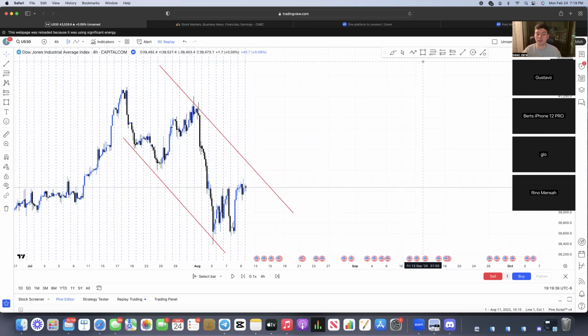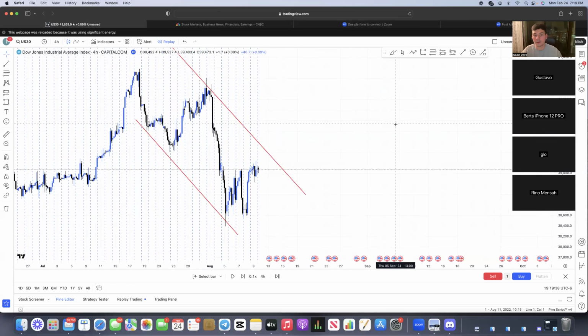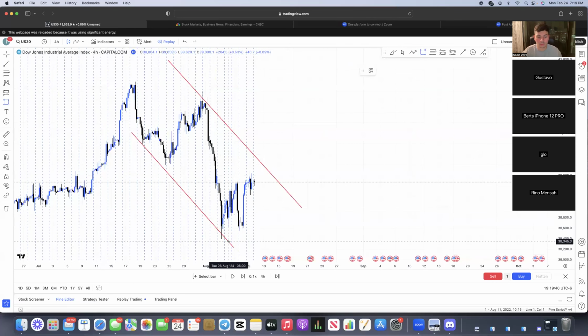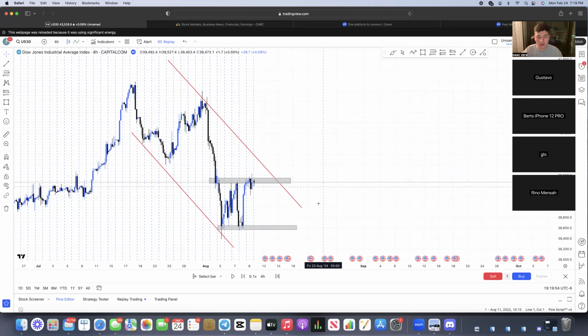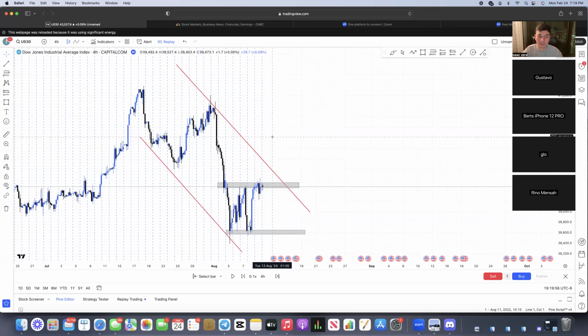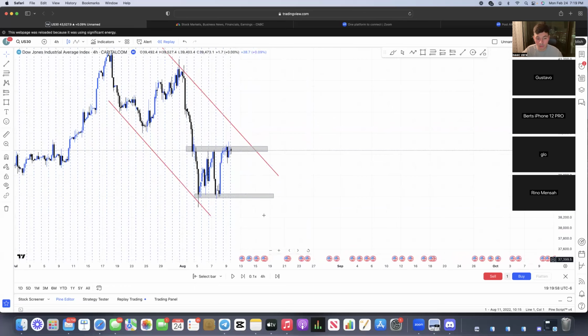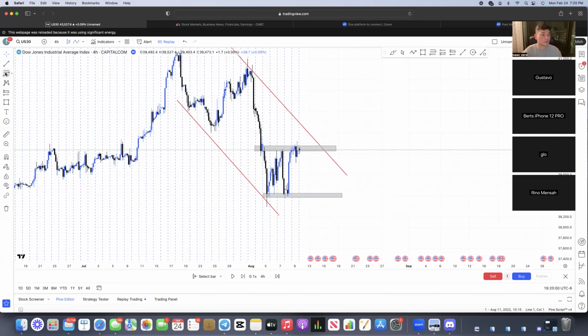Okay, so let's see. Now that we have the channel, now I'm gonna look for my support, which is right around here. We have support because we have many touches here, and resistance. Resistance will be right around here. So after we break above, I'm gonna take buys, and after we break below, I'm gonna take sells. So let's see what the market gives me.